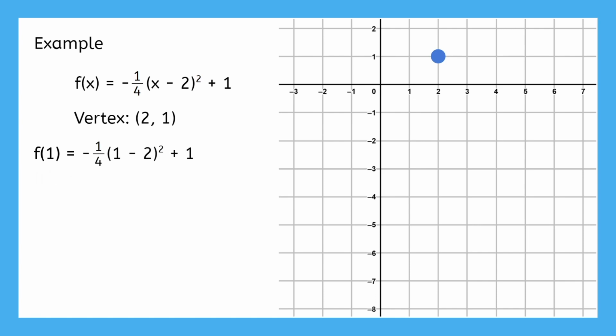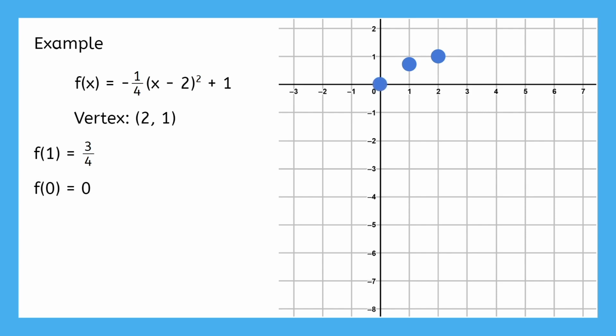When we input 1, 1 minus 2 is -1, -1 squared is 1, and -1/4 times 1 leaves the -1/4 the same. And when we add 1 to it, we get 3/4. So an input of 1 gives an output of 3/4. Now we can do the same thing with an input of 0. 0 minus 2 is -2. -2 squared is 4. -1/4 times 4 is -1. And -1 plus 1 is 0. So an input of 0 gives an output of 0.